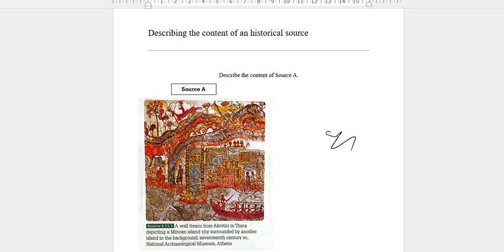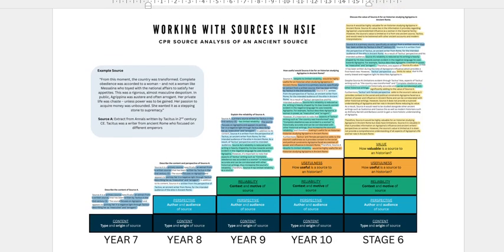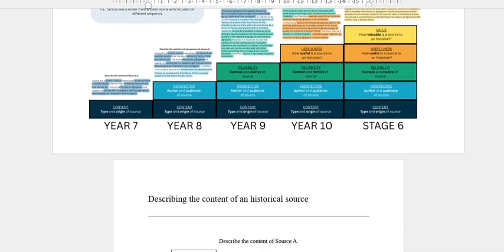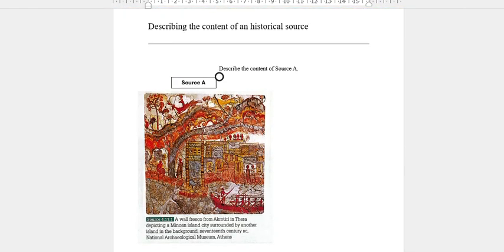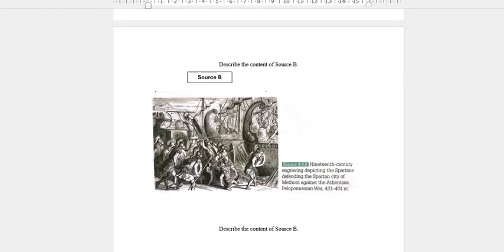Ashley here, and we are now going to use what we learnt by looking at the source analysis continuum on the screen here and apply it to differing historical sources. In a moment, we are going to do source A together, describing the content of source A. We'll be unpacking the source, and then together we're going to write a two-sentence response. And then we'll do the same for source B.